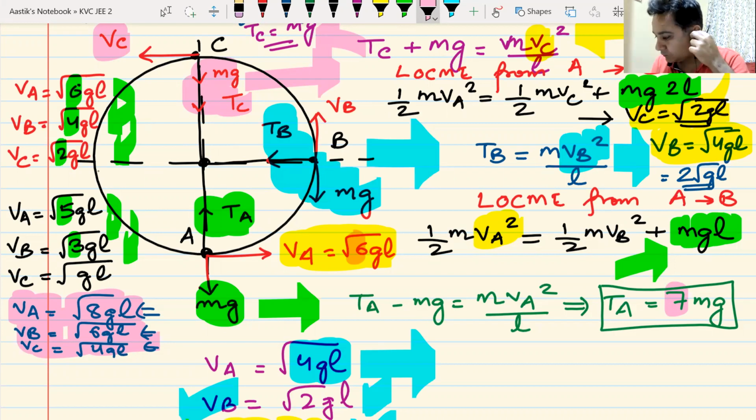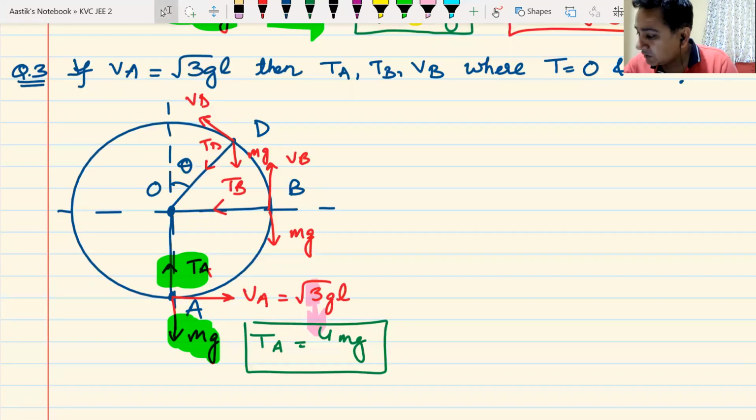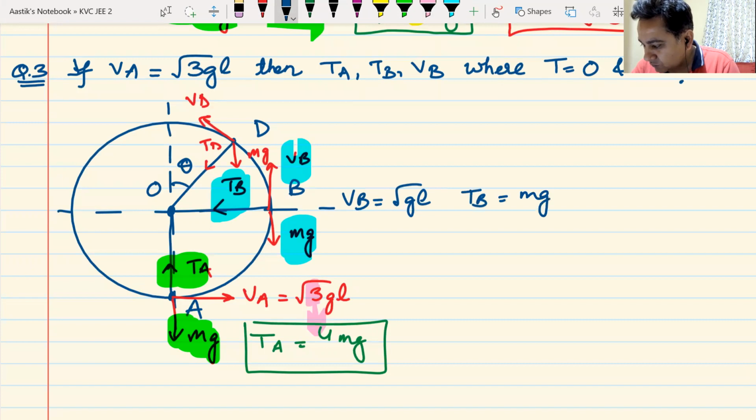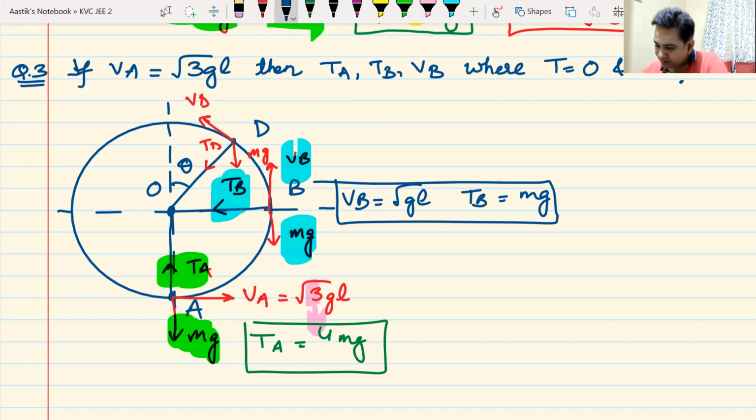Anyway, so tension at point A is 4 mg. Let us first quickly have the velocities at point B, the blue equations, and the tension at point B. Under root GL. So velocity at point B is under root GL. That is correct. What about tension at point B? mg. Very correct. Very good.